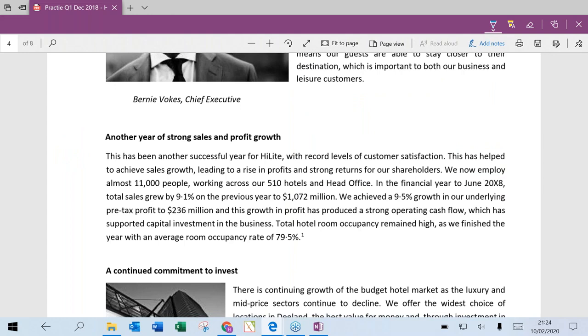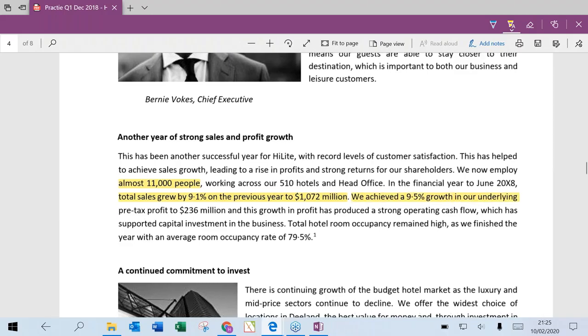Next topic, another year of strong sales and profit. I think it will talk about financials. This has been another successful year with record levels of customer satisfaction. Wow. This has helped to achieve sales growth, leading to a rise in profit and strong returns to our shareholders. We now employ almost 11,000 people working across 510 hotels and head office. 11,000 people, my God. In the financial year, total sales grew by 9.1% on the previous year to 1072 million. Okay. We achieved a 9.5% growth in our pre-tax profit.